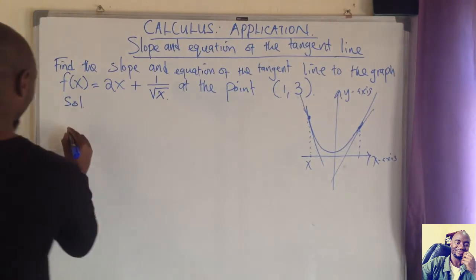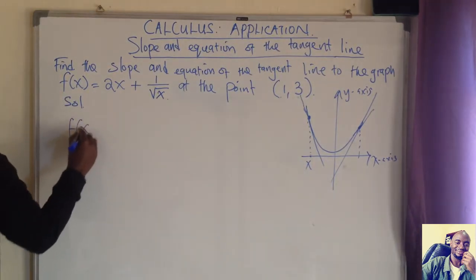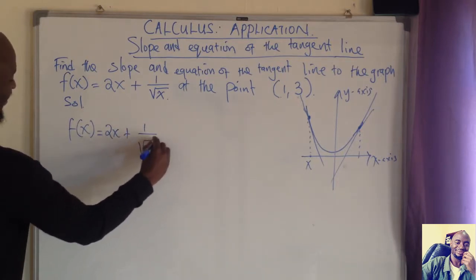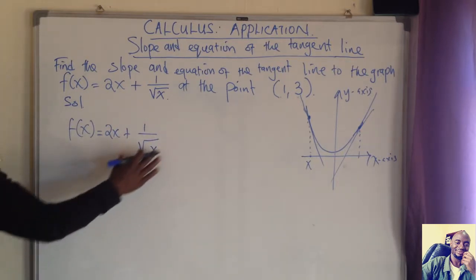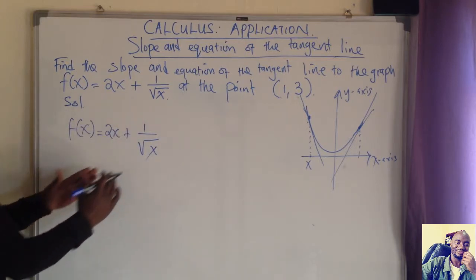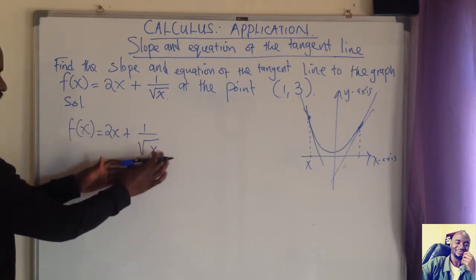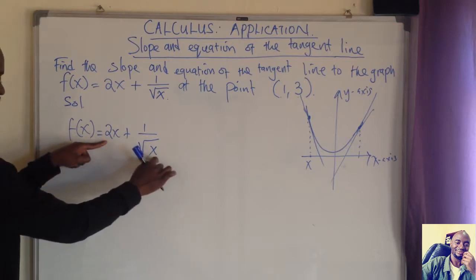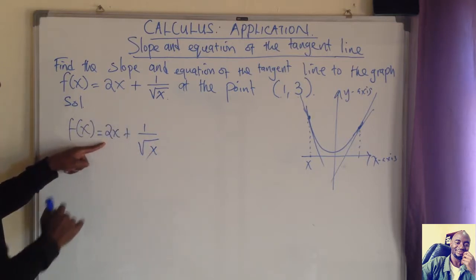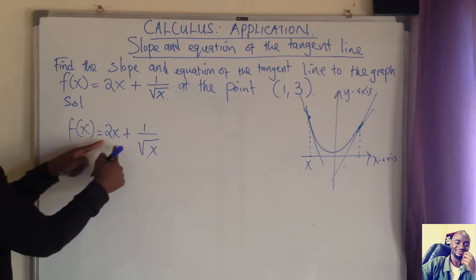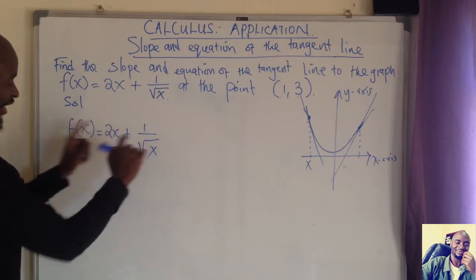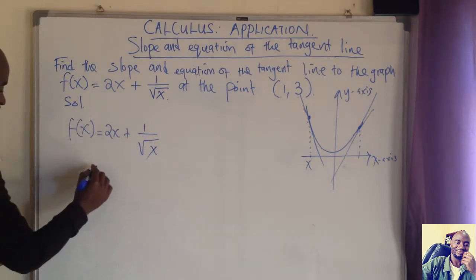The function that I'm given is f of x is equal to 2x plus 1 over square root of x. Now, I need to differentiate this, but for me to differentiate, I have to put this in a format that is conducive for finding the derivative. Remember, we are adding these two functions, so I'm going to use a rule: the derivative of this function will be the derivative of this one plus the derivative of that one. So let me change this into a format that will be very conducive for me to work out.